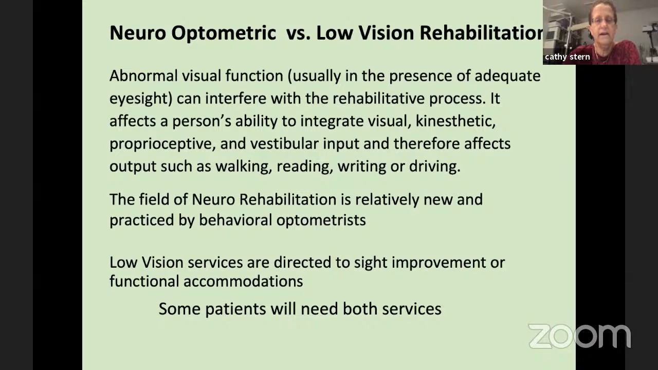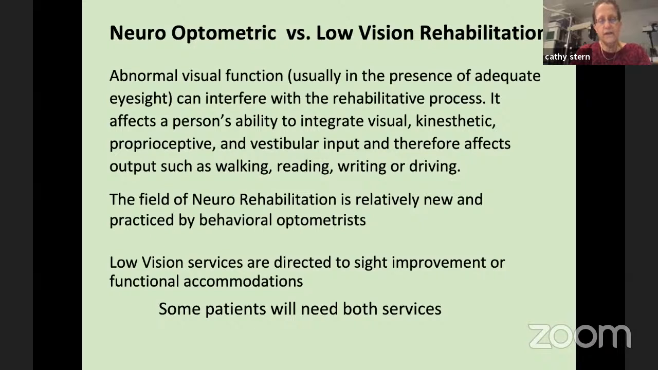I think that the difference is that many of our patients have adequate eyesight. Even if they wear eyeglasses, at least with the eyeglasses, they can see clearly enough. But then when they have to integrate visual and kinesthetic and proprioceptive and vestibular input, they have a lot of difficulty. And so they have issues more with walking, reading, writing, driving. It doesn't mean that with low vision you don't have issues with those things, but these are patients where the expectation is that they should be able to do most of those things because they see relatively clearly.